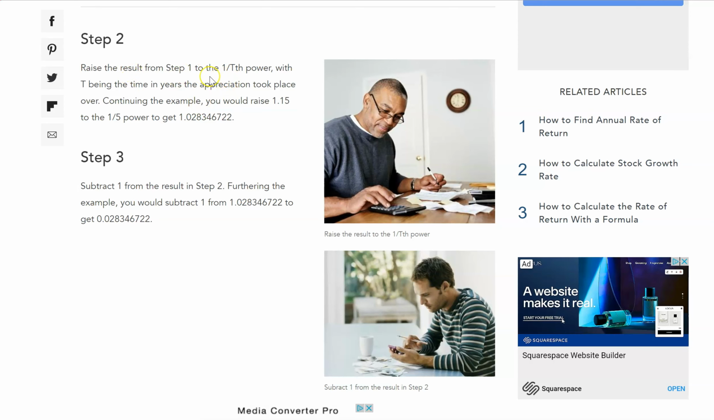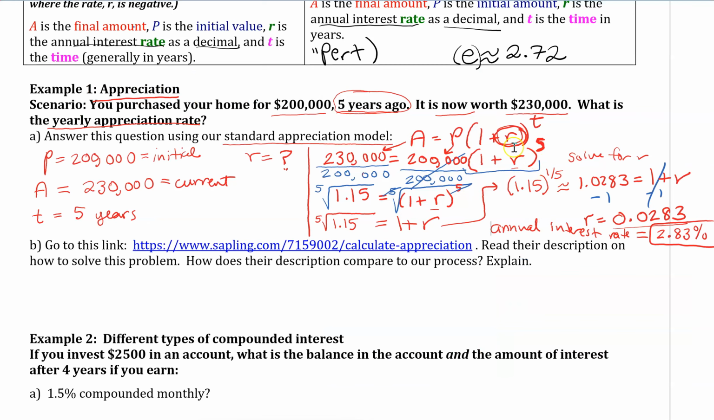But notice how they just say, okay, take your answer, raise it to the power of 1 over t. That's because in the formula, your rate is always being added to 1. It's always 1 plus r to the power of t. And if you're going to get rid of that power of t, you're always going to have to take a tth root on the other side. You're going to always have to do the root of whatever this power is to get rid of the power so we can solve for r.